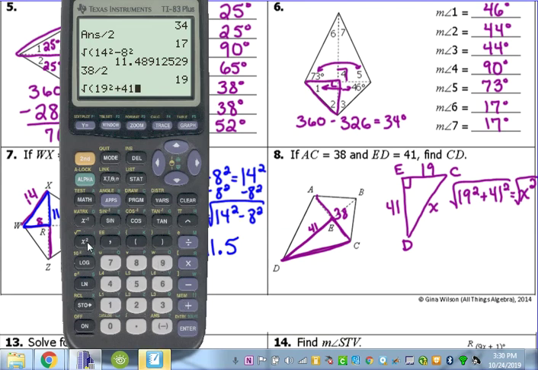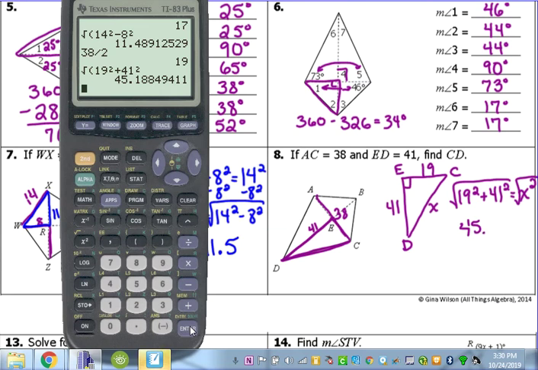19 squared plus 41 squared. We get 45.2 is approximately our x. And that was what we were looking for. CD is x right here. So 45.2 is our answer. And we should make sure that that makes sense. The hypotenuse should be the longest side, so it is longer than that long leg of 41.